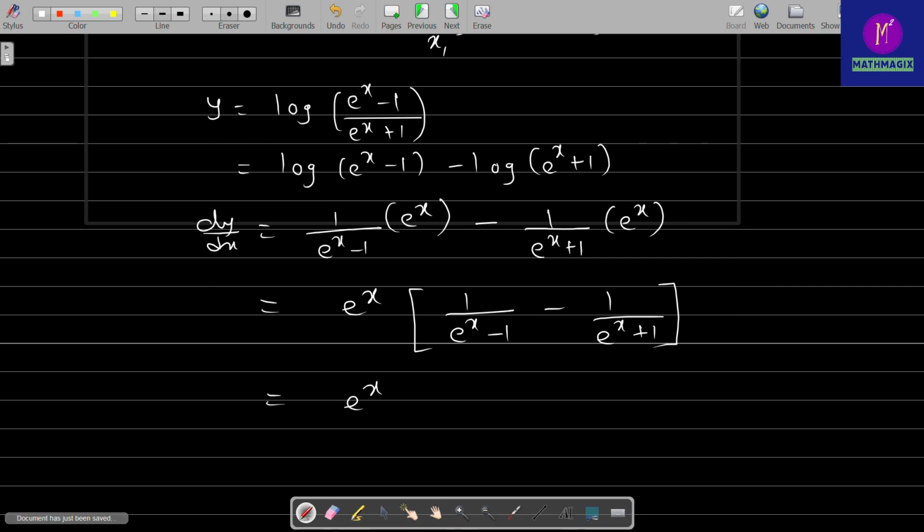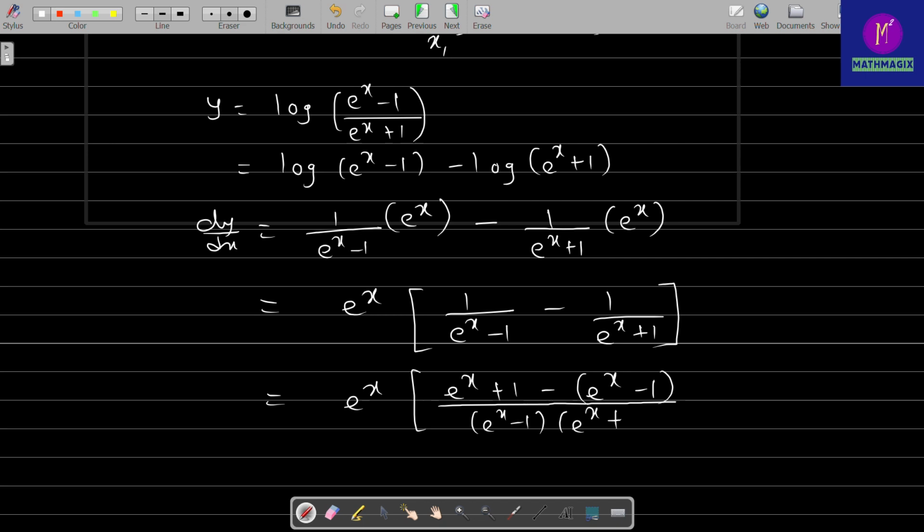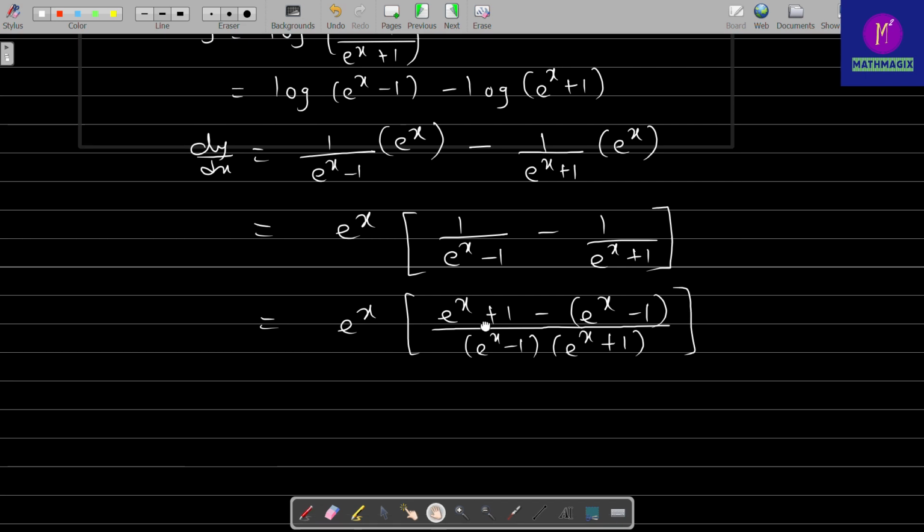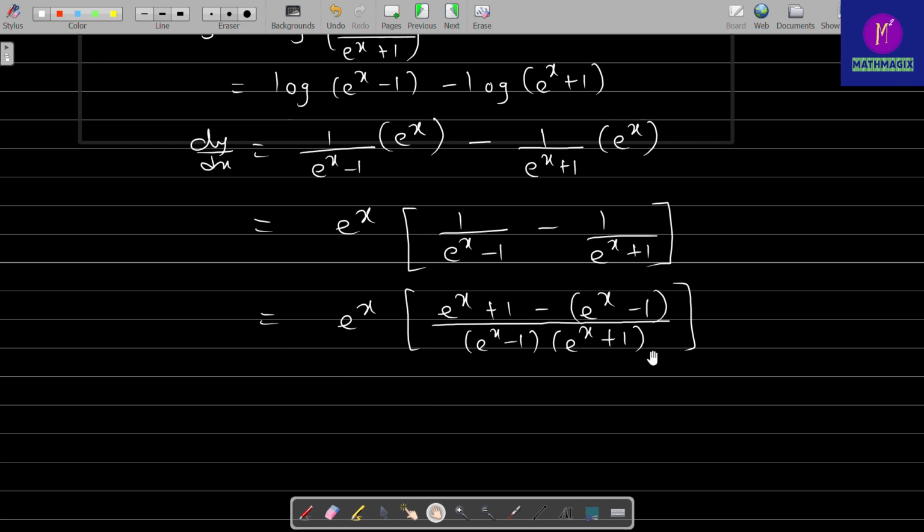This is e^x times (e^x + 1) minus (e^x − 1) times... Please put a bracket here because outside we have a minus sign. This is (e^x − 1) into (e^x + 1). We know the formula (a − b)(a + b) is nothing but a² − b², so let us apply that over here, and this will turn out to be e^x + 1 minus e^x + 1.